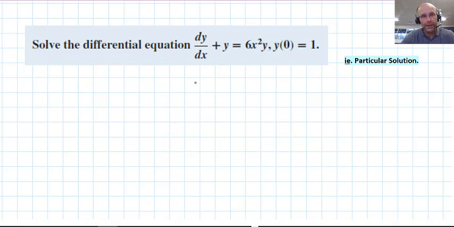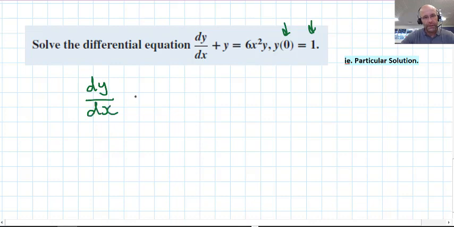This one here is separable as well. We have a particular solution because we're given that extra information: when x equals 0, y equals 1. So let's do this particular solution. Isolating so we can get dy/dx by itself, we have 6x squared y, take away y. And then we need to factorize in order to get the variable y by itself.